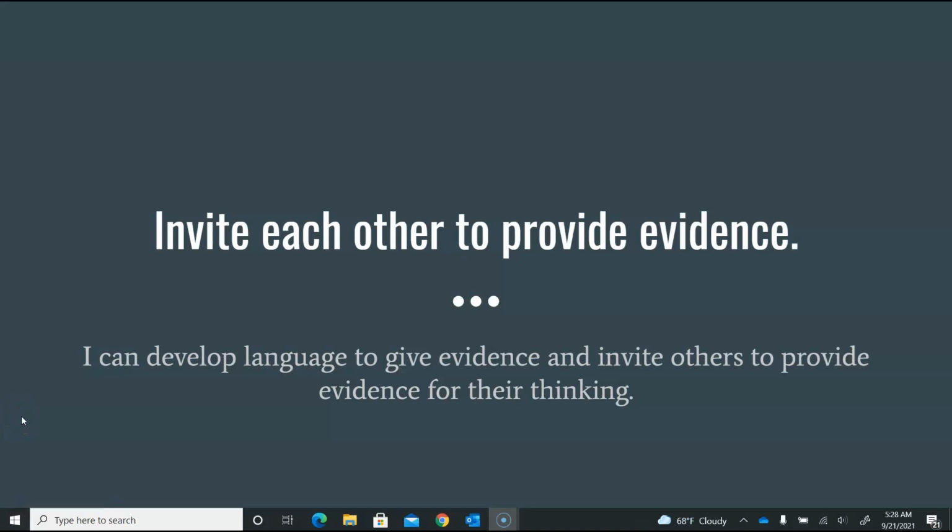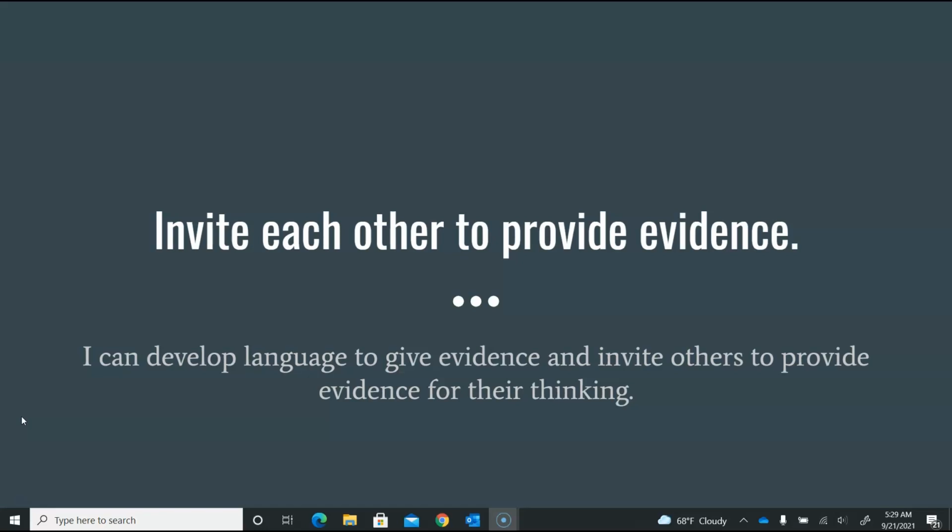Hi guys, today we're going to continue to learn and discuss how to participate in groups, both small groups at the back table, individual groups at your tables, as well as whole group in the class during our whole group lessons. Today we're going to talk about providing your own evidence and inviting others to participate and provide evidence.